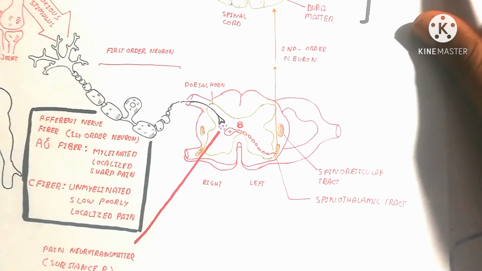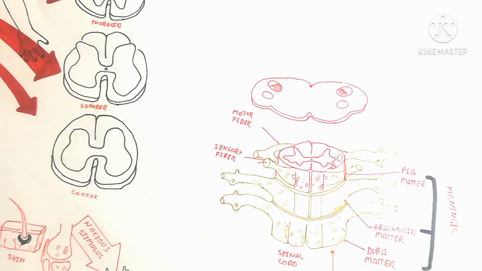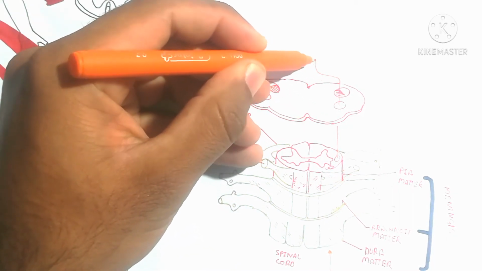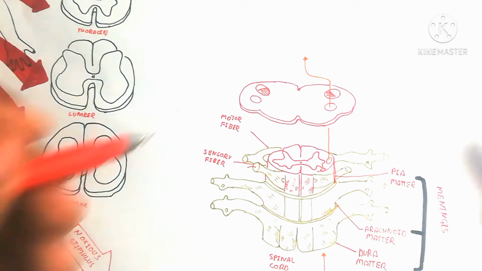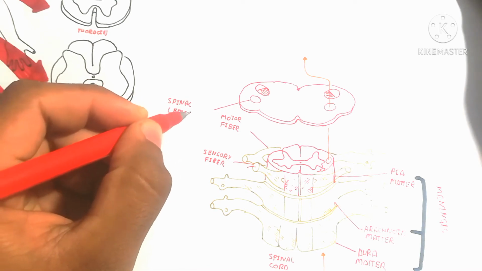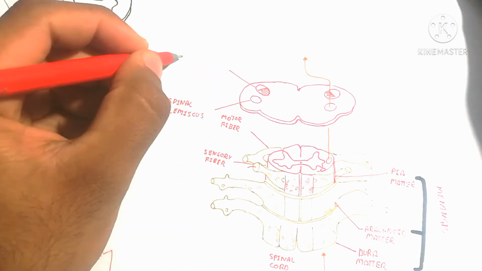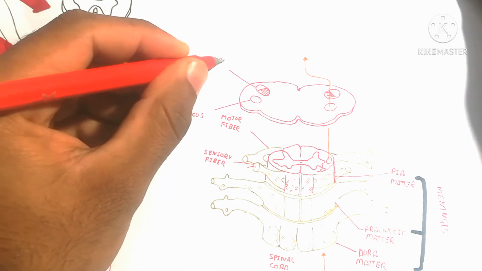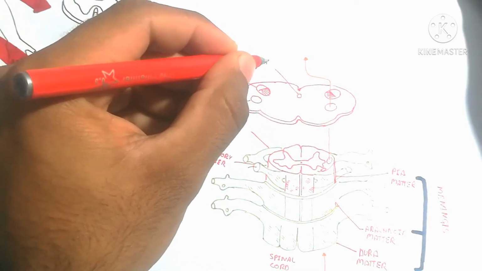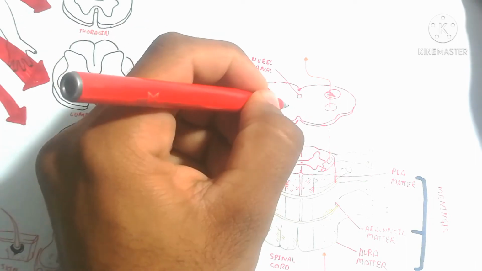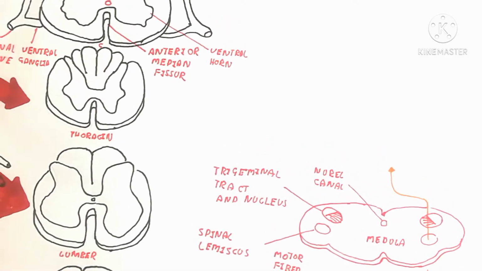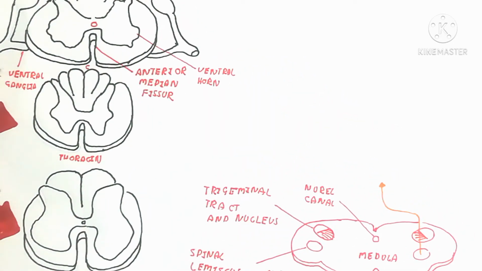I want to explain about these things. Here is the medulla of the brain part, which is the last part of the spinal cord. The medulla contains the spinal lemniscus, which is used for conduction. Alongside the spinal lemniscus, there is another one, the trigeminal tract and nucleus, which is used for facial expression, etc., and is a facial pain receptor.